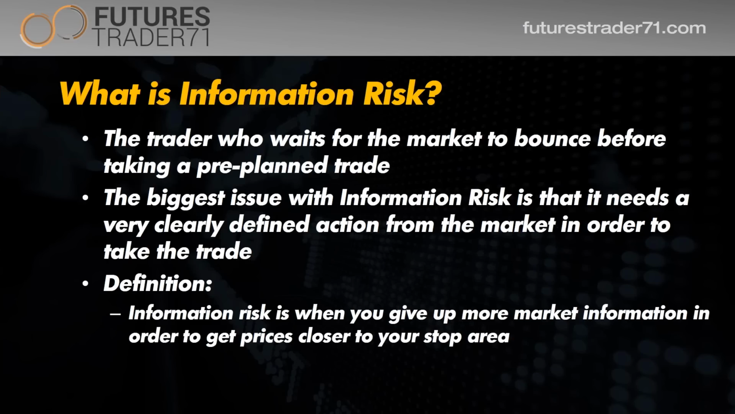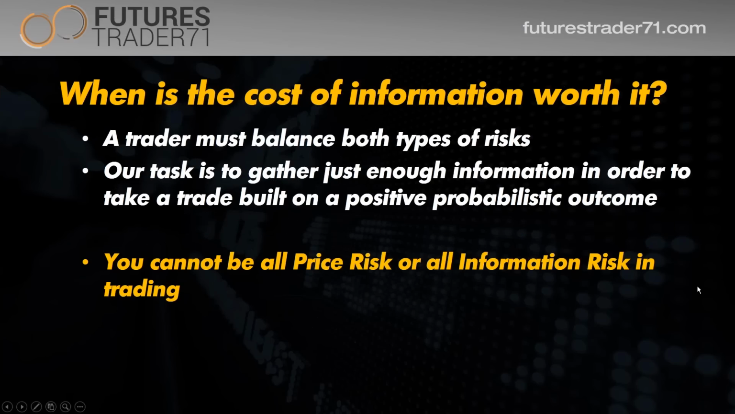So the definition of information risk is when you give up more market information in order to get prices closer to your stop area. Okay? So you have to think, which one are you? When is the cost of information worth it? One of the things you have to do, as part of your plan, is to balance both types of risk. Unless you're trading randomly, there's hardly any way to eliminate either one. You're taking some level of information risk and some level of price risk, okay? So your job is to offset these.